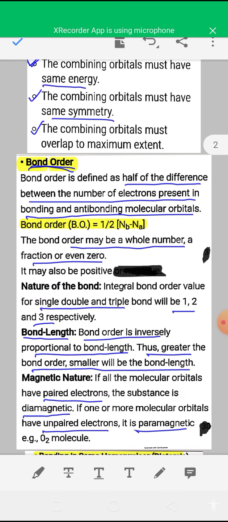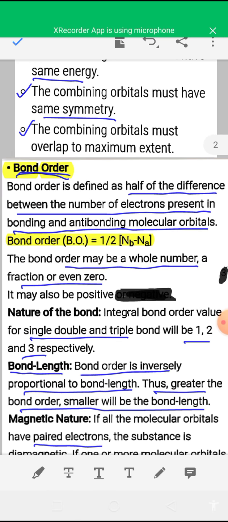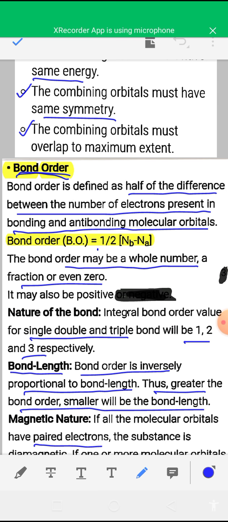What is bond order? Bond order is equal to half into the number of electrons in bonding molecular orbitals minus the number of electrons in anti-bonding molecular orbitals. And the bond order may be a whole number, a fraction, or even zero.